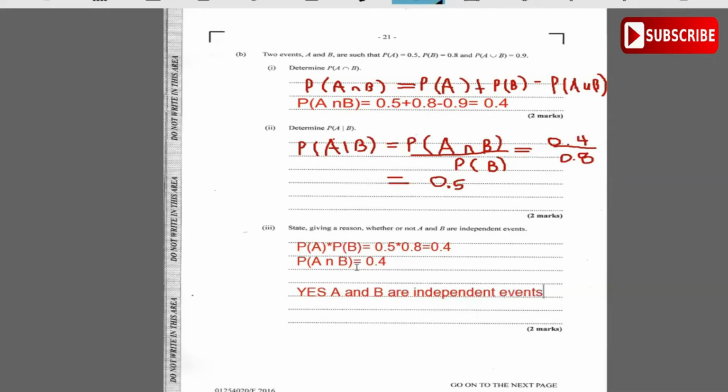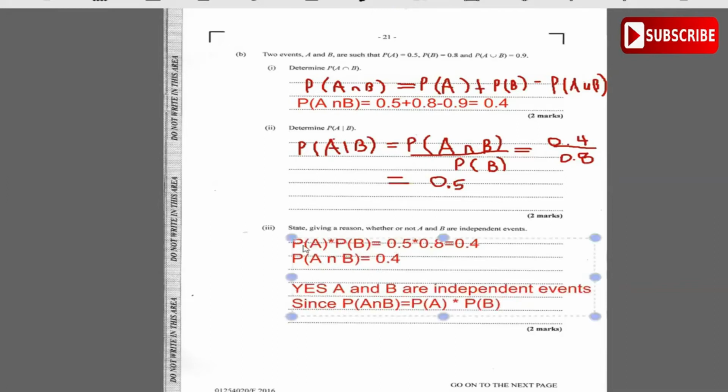Nice and easy. They're independent events since the probability of A intersect B is equal to the probability of A times the probability of B. That's why they're independent. Nice and easy.